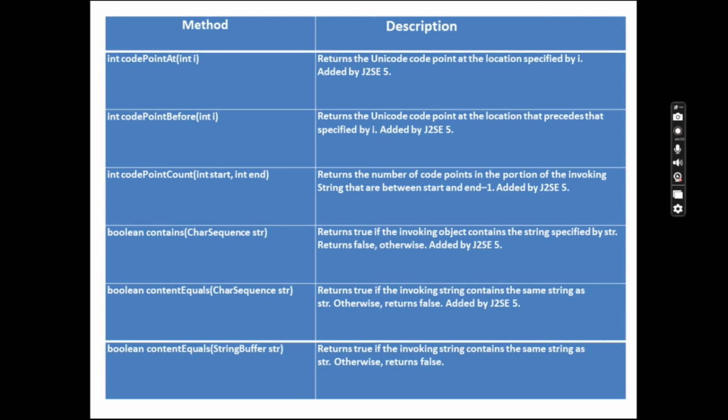codePointAt returns the Unicode code point at the location specified by i. All these methods were added by J2SE 5. codePointBefore returns the Unicode code point at the location that precedes that specified by i. codePointCount(start, end) returns the number of code points in the portion of the invoking string that is between start and end minus 1. contains returns true if the invoking object contains the string specified by the string, otherwise returns false. contentEquals(CharSequence) returns true if the invoking string contains the same string as the argument, exactly equal, otherwise returns false. contentEquals(StringBuffer) checks whether the string object contains the same string as the StringBuffer object.